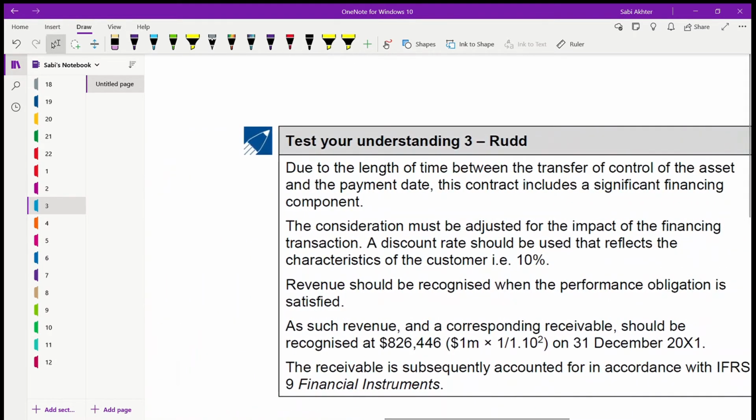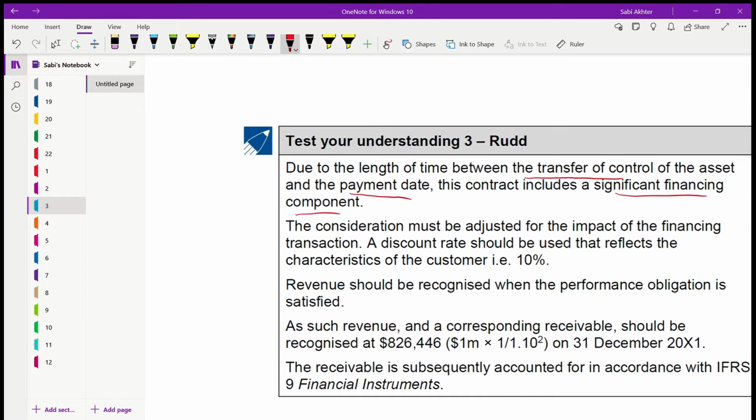Due to the length of time between the transfer of control of the asset and the payment date, you see, you have transferred it on 31st December 2001, but the payment date is different. That means, because there's a difference, this includes a significant financing component. In part 1 of this video, we went through what a financing component is. So the transaction must be adjusted for the impact of the financing transaction.